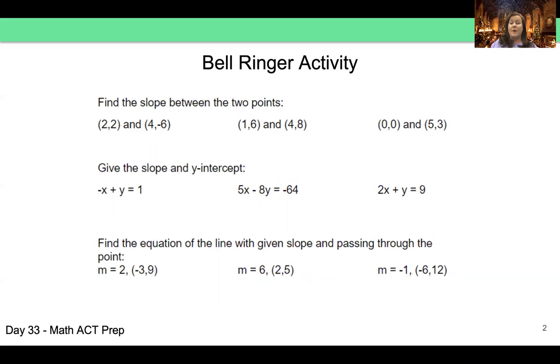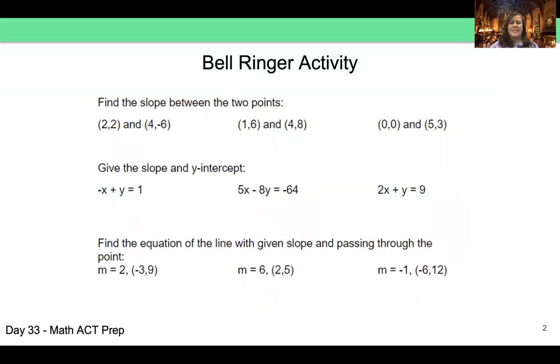Give the slope and the y-intercept. You should be getting this in y-intercept form. And then this is one that's really tricky. You've had it in Algebra 1 and Geometry. You should be able to write the equation of the line with the given slope and passing through the point. So they're giving you a point and a slope, and you should be able to write the equation.